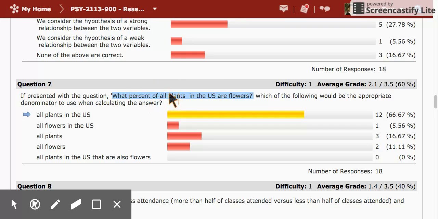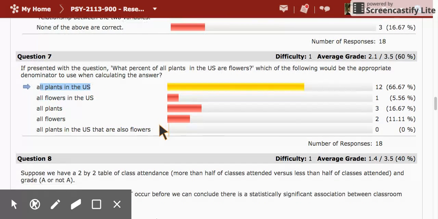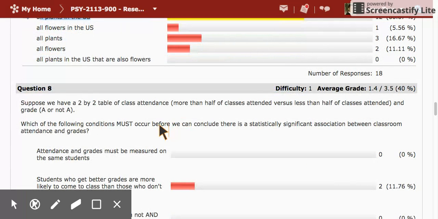So what percentage of all plants in the US? This should have been a pretty straightforward answer, right? I mean, all plants in the US, which is the appropriate denominator, all plants in the US. So don't get tripped up on that one.